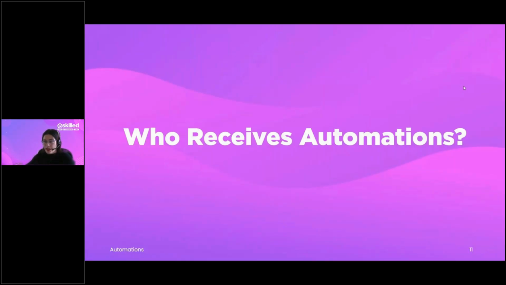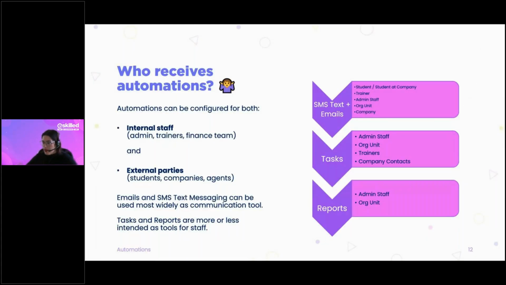So if you haven't already had a little look at that, that gives you a little flavour of what we can work with. Next, we want to consider who's going to receive these automations. So let's dive into that a little more. They can be configured for both internal staff, so your admin team, any trainers, finance team, but you can also send them to external parties as well. That would be more so your students, maybe companies that you're working with, or employers, other third parties like agents, other RTOs, and so on and so forth.